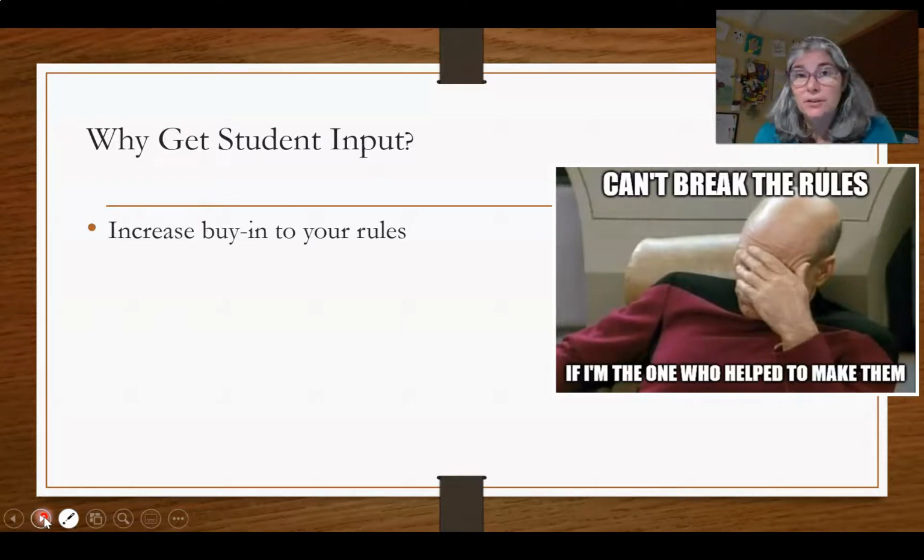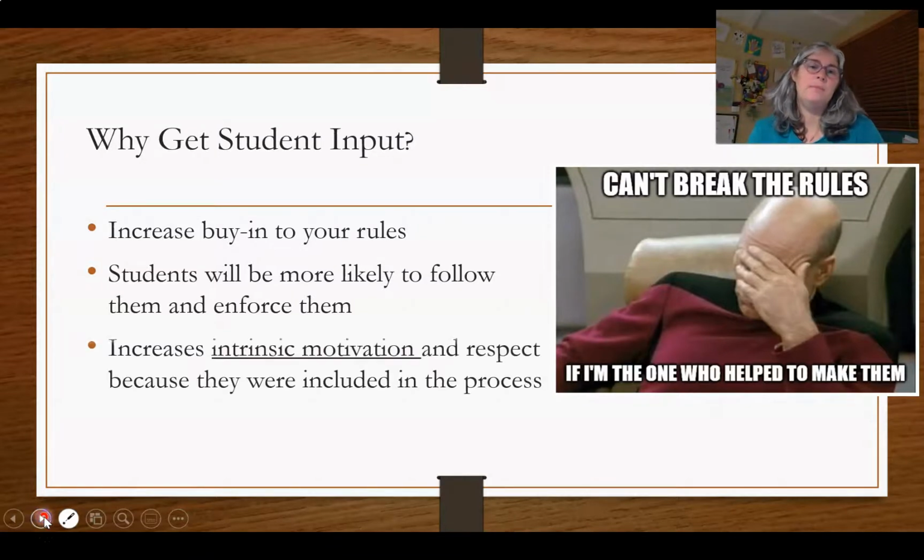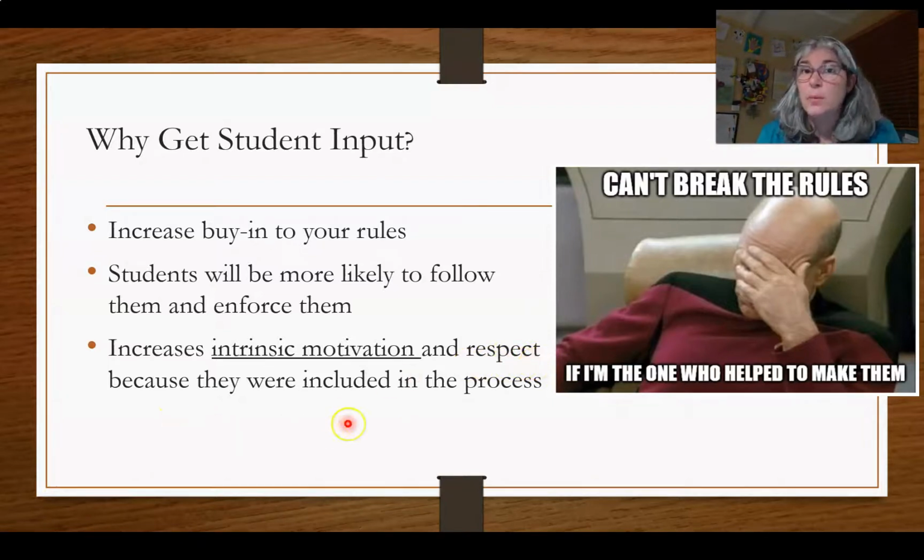All right, so yes, it increases buy-in to your rules. Students will be more likely to follow them, and what happens is almost magical, they're more likely to also help you enforce them, because if they feel like they helped to create them or had some input in them, they're more likely to start to regulate one another as well. And again, as I mentioned, it does increase their intrinsic motivation, which is a great thing on so many different levels, as well as they feel respected because they were part of the process and they feel like you really care about their opinion.